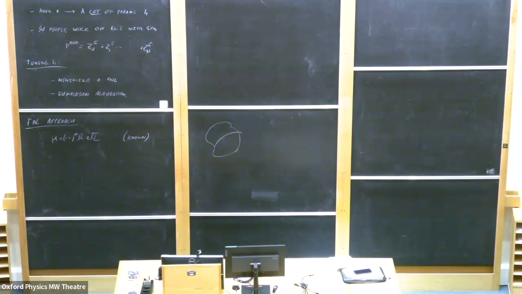Why is that? Why do I care about that? It's going to allow me to integrate over the Calabi-Yau because I know what an integration measure on the Calabi-Yau is. Another thing we use is this function V.